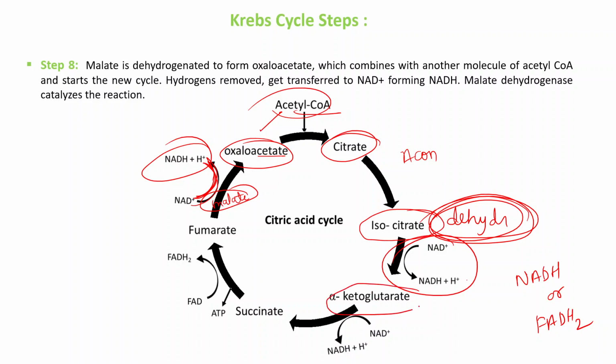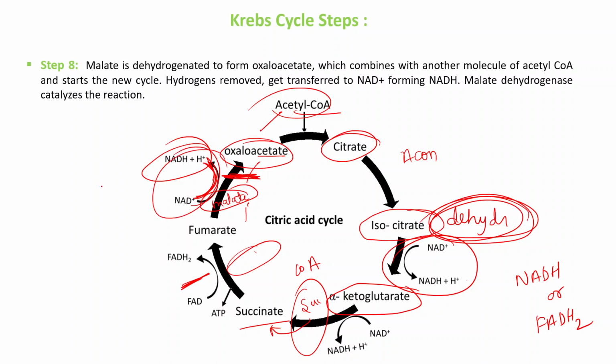Now alpha ketoglutarate forms succinyl coenzyme A, and then succinyl coenzyme A converts into succinate, and here also succinate dehydrogenase enzyme comes and FADH2 you'll get. Then fumarate to malate, malate to oxaloacetate, and here also malate dehydrogenase comes. So you will get NADH again.